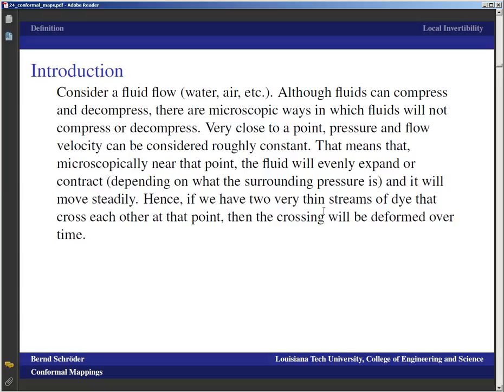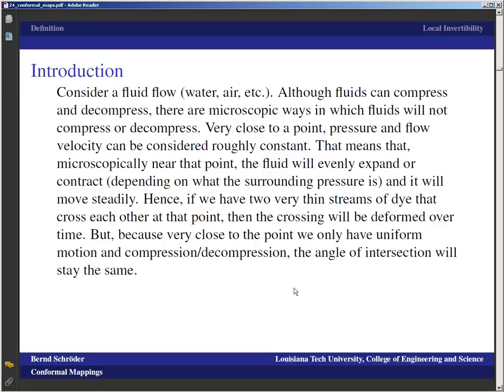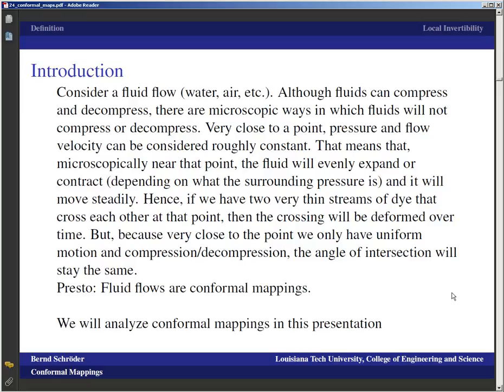So if we've got these two thin streams of dye that cross each other at that point, then the crossing certainly will be deformed over time. But because very close to the point of intersection of these two streams of dye, we only have uniform motion and uniform compression, decompression, the angle of intersection will stay the same. And presto, we've got that fluid flows are conformal mappings, at least something that should convince us that conformal mappings have something to do with fluid flows. Okay, we will analyze the conformal mappings in this presentation, and we will consider applications in the next one.